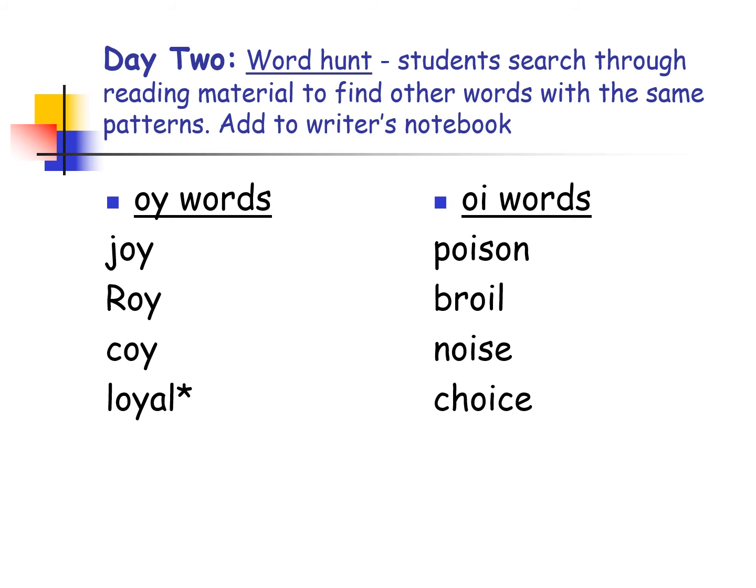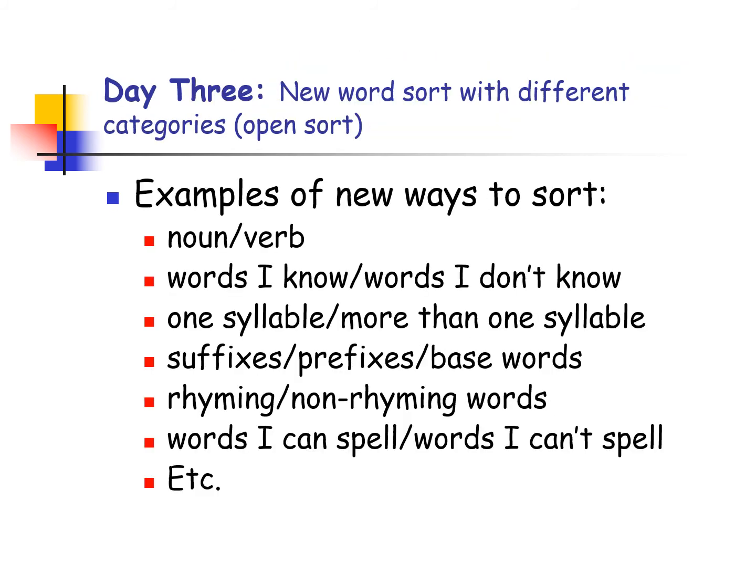Day 2, you're going to do a word hunt. This is where students search through other reading material to find words with the same patterns, and then they just add those to the list that they already started. So it could be a book that you're reading with them in your guided reading lesson. It could be a book they're reading on their own. It could be some of their favorite books that they just flip through, and whatever they find, they can add it to their list that they already created. That was it for day 2. Again, you're just building, building, building, and repeating, reviewing, repeating.